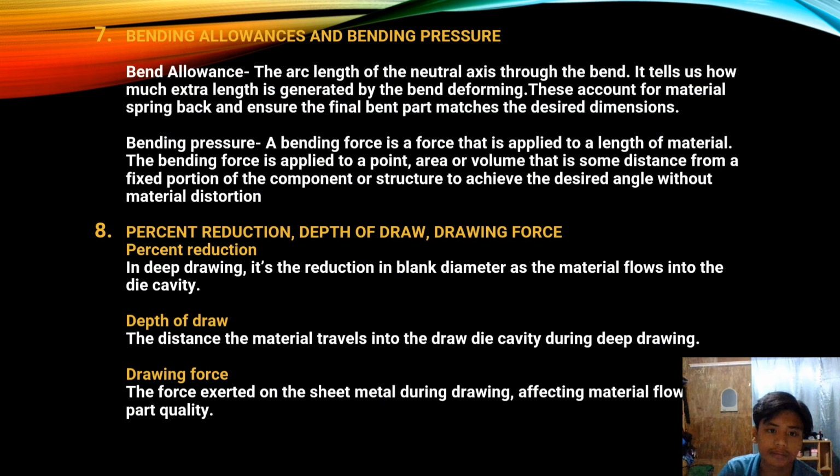Bending allowance and bending pressure. Bend allowance is the arc length of the neutral axis through the bend. It tells us how much extra length is generated by the bend deforming. This accounts for material spring back and ensures the final bent part matches the desired dimension. Bending pressure. A bending force is a force that is applied to a length of material. The bending force is applied to a point, area, or volume that is some distance from the fixed portion of the component or structure to achieve the desired angle without material distortion.